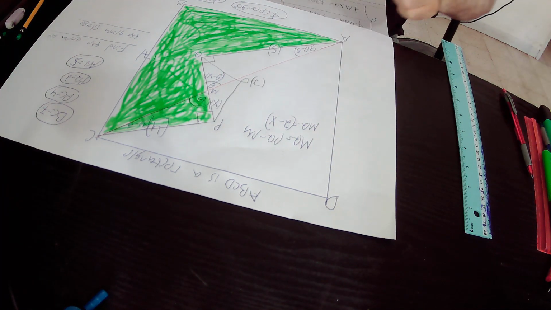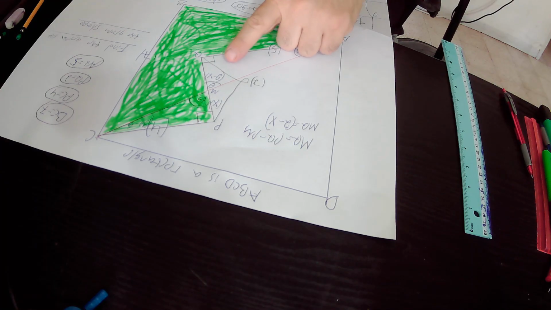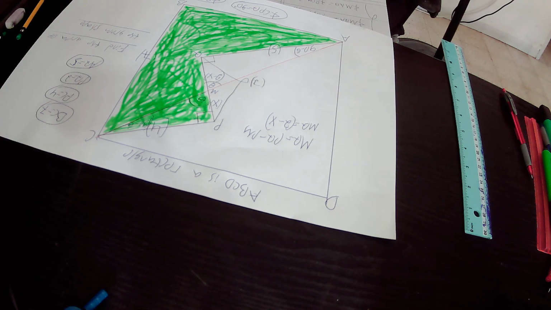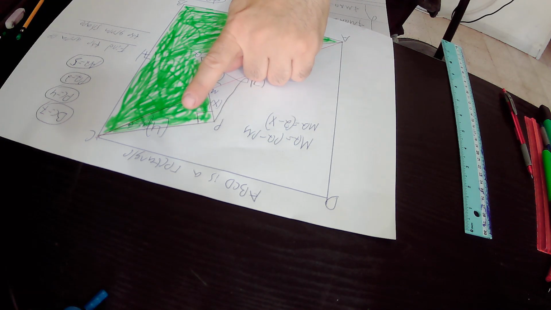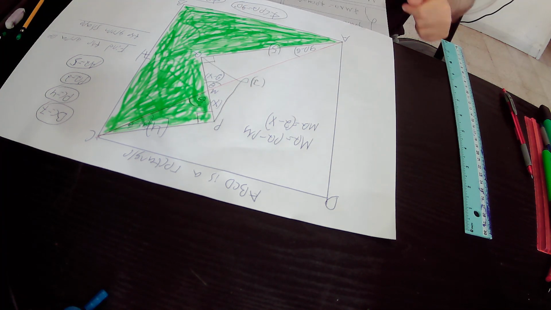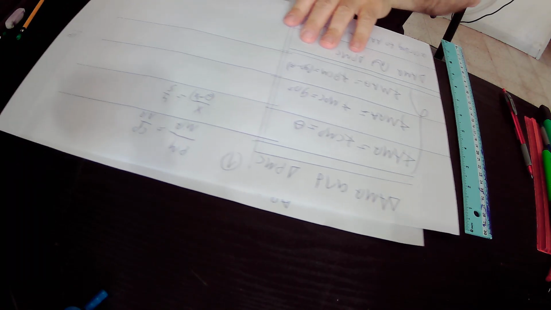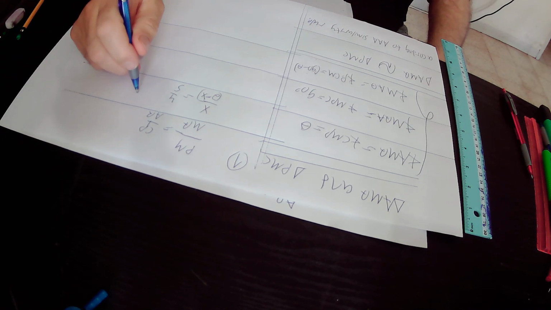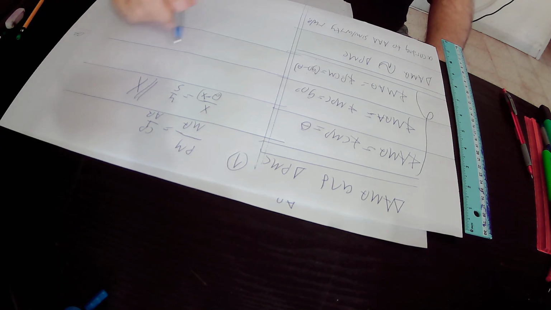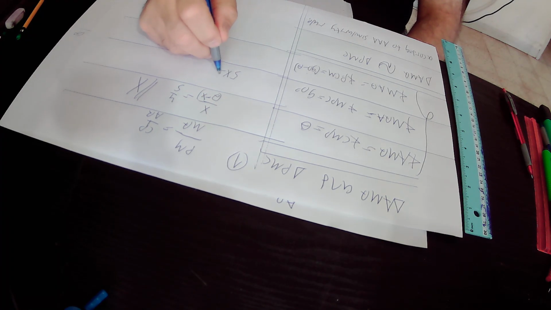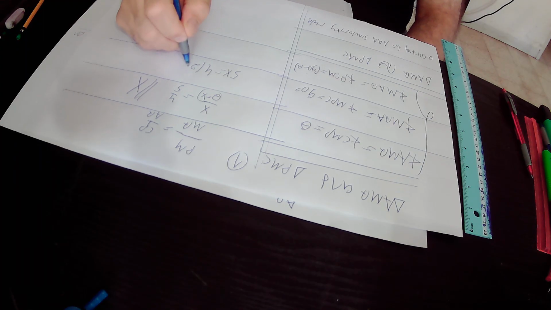PM equals x, MQ equals 2 minus x, and CP is 4 over AQ, and AQ is 5. So in conclusion, we should find that x over 2 minus x equals 4 fifths. Here we cross multiply this equation, and we get that 5x equals 4 times 2 minus x.